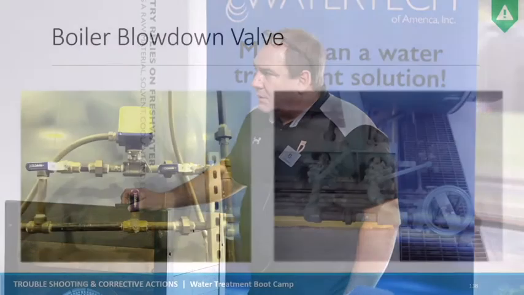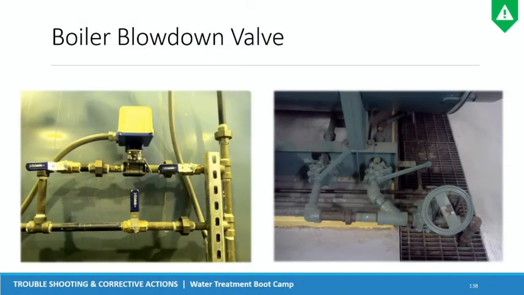This is showing you just an install on this side, and these are other places where you could have the bypass leaking by or these valves failing. These are bottom blows. These valves may not be in the right position. They could be blowing down the bottom of the boiler unexpectedly, so you're just letting water go down the drain that you're not expecting.